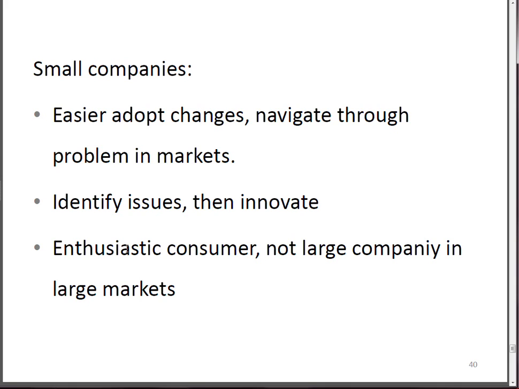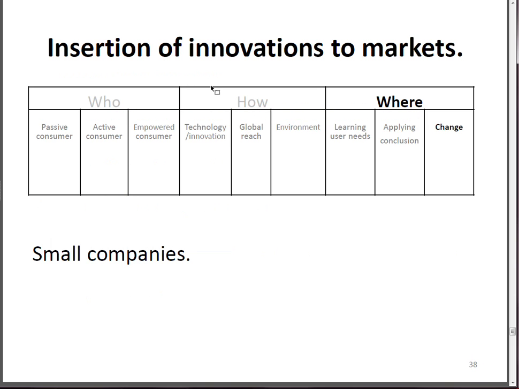Within a small company, you find a lot of enthusiastic consumers, because we're not referring to large companies in large markets. That is one aspect of diffusion, large companies within a large market, but there you will find the challenge of finding enthusiastic consumers, because it's massive, you're looking at the whole market, whereas small companies have enthusiastic producers and consumers, which makes it much easier for them to come up with new ideas. So again, when we consider how to insert innovation into the market, we can talk about change and the differences between small companies and large companies.